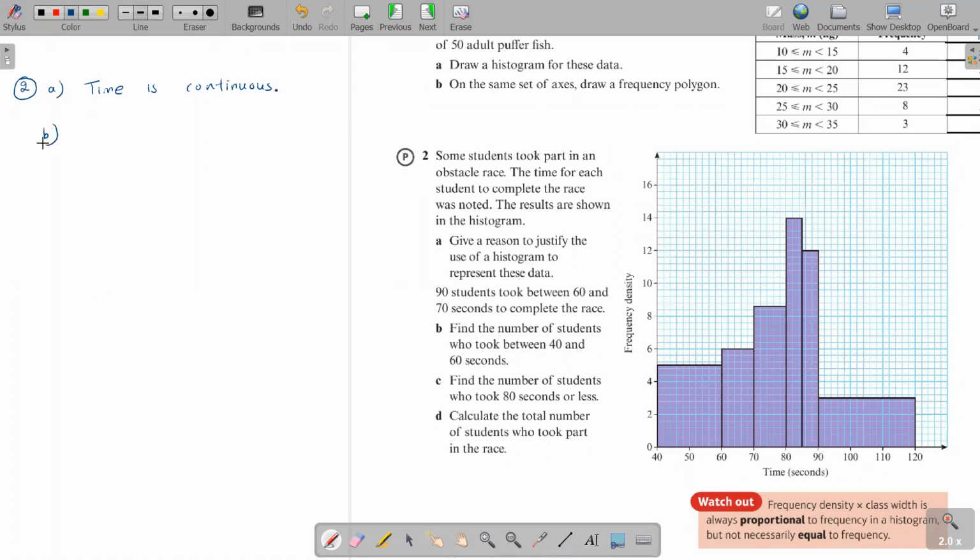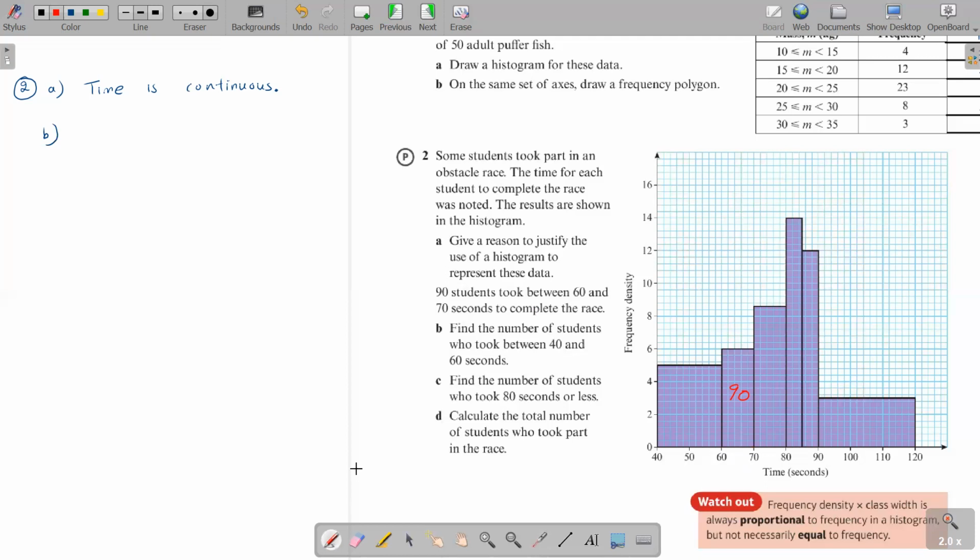Part B. 90 students took between 60 and 70 seconds to complete the race. You can see the bar between 60 and 70. In this bar, there are 90 students. They say find the number of students who took between 40 to 60. So in this 40 to 60 bar, how many students are there? That's what they want you to find.